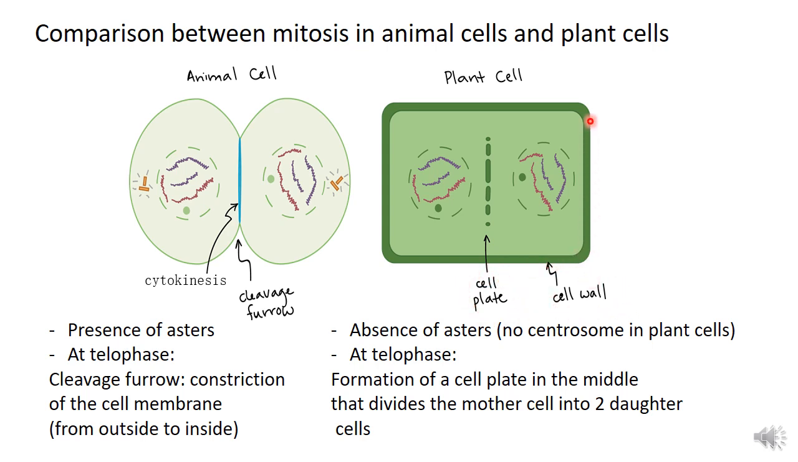doubles the cell membrane. So the second difference is a cleavage furrow during telophase of the animal cell, while no cleavage furrow during the telophase of the plant cell. However, there is formation of the cell plate in the middle of the cell.